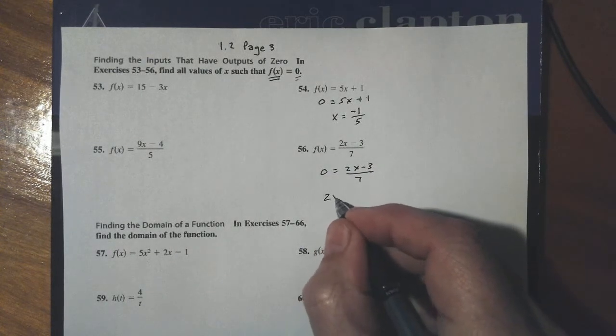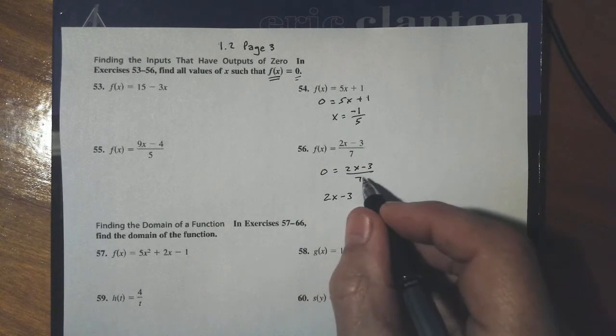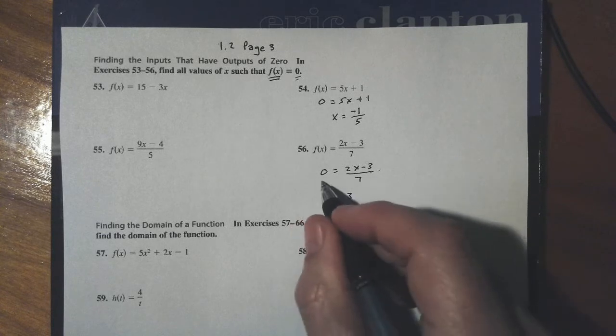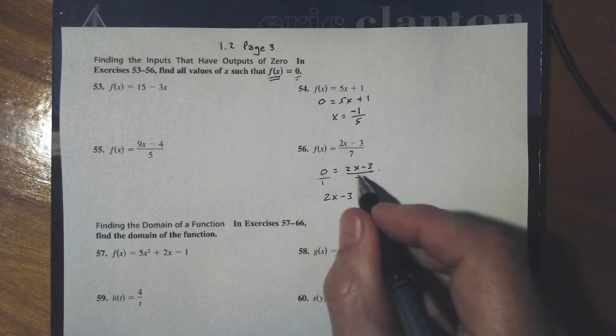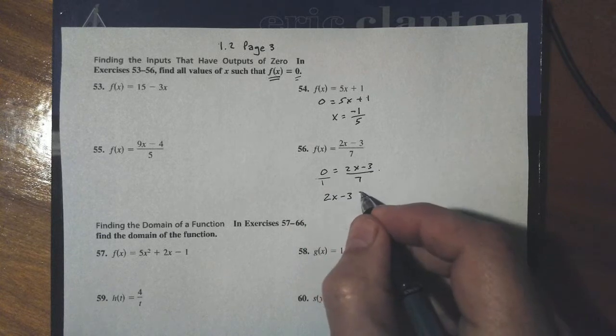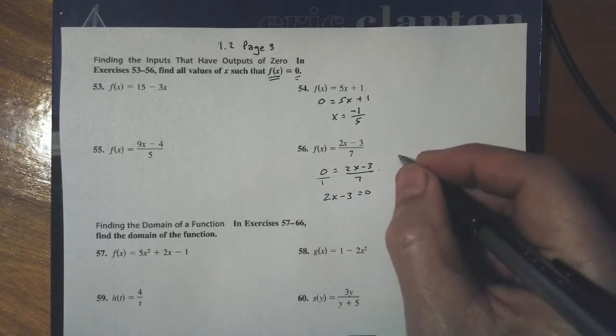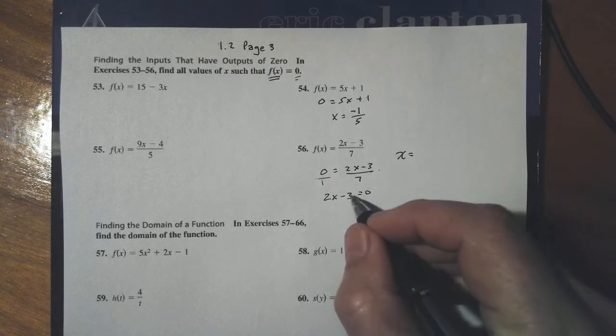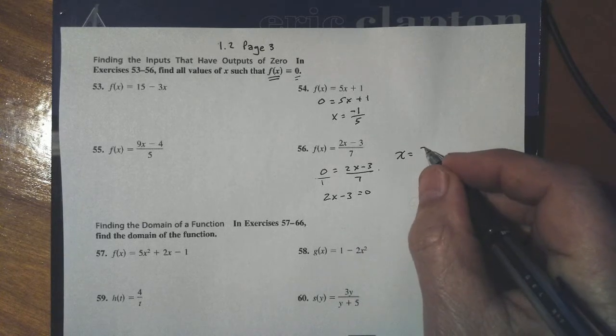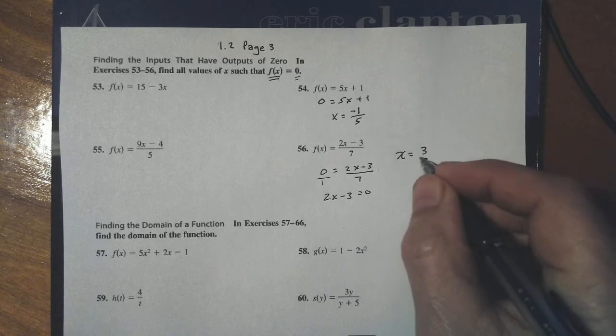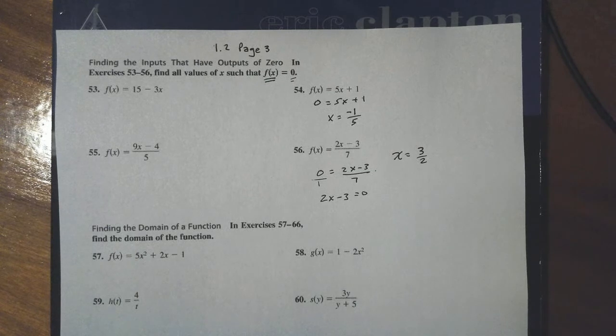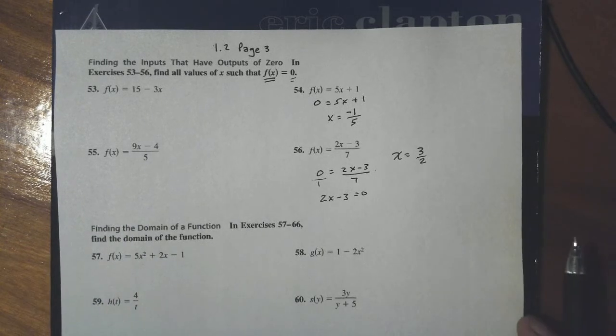If f of x is 0, the first thing I might do is multiply both sides by 7, or you could think of cross multiply. I get 2x minus 3 equals 0, and therefore x equals, I would need to undo the 3 with addition, and then the 2 with division. Not bad. These can certainly be more difficult, but pretty straightforward and very similar to what you have on 53-55.